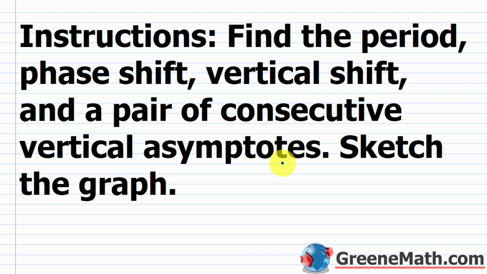All right, let's take a look at the practice tests. For the instructions, we're asked to find the period, phase shift, vertical shift, and a pair of consecutive vertical asymptotes. We're asked to sketch the graph.